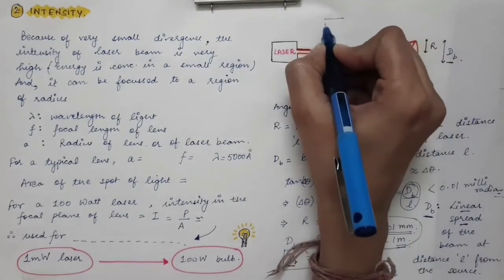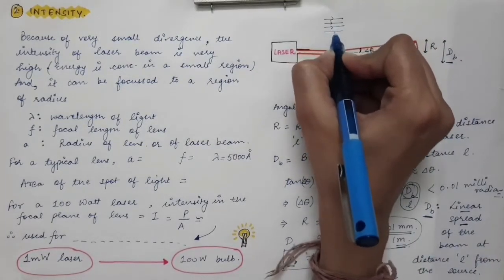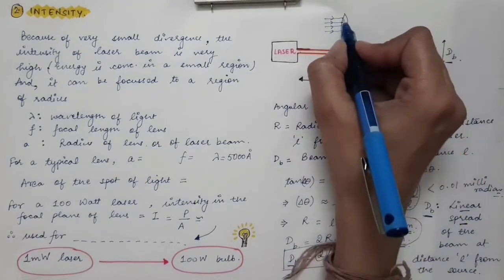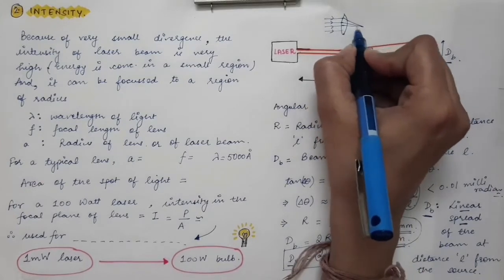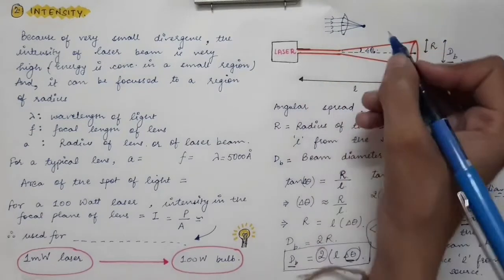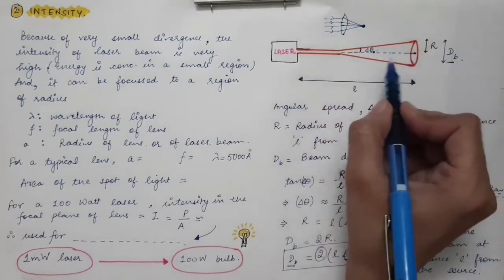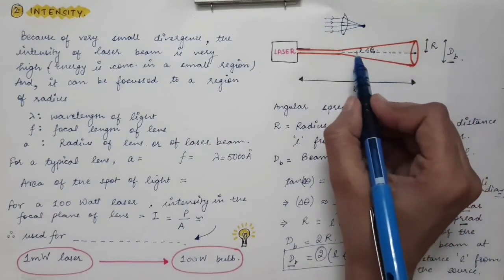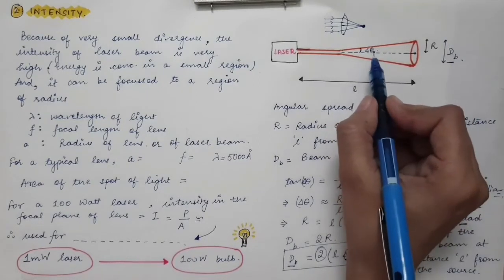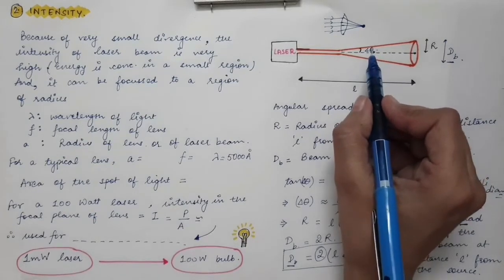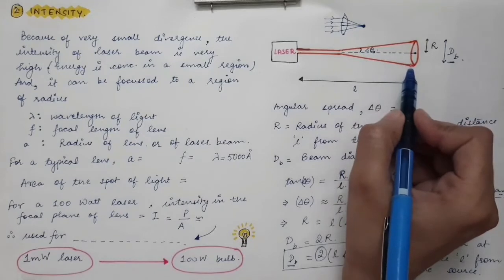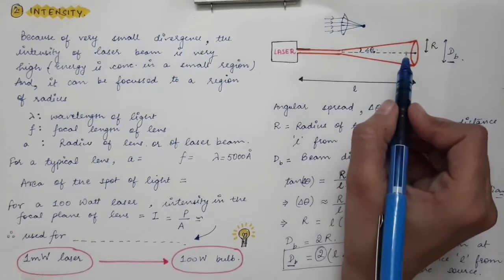If the light rays are completely parallel and they are made to fall on a convex lens, they will converge at a single point on the focus of the convex lens. But if the light rays are almost parallel, like in the case of laser, the divergence is very small, but it cannot be neglected. So this delta theta is very small, but it cannot be neglected, meaning these light rays are almost parallel, but not exactly parallel to each other.